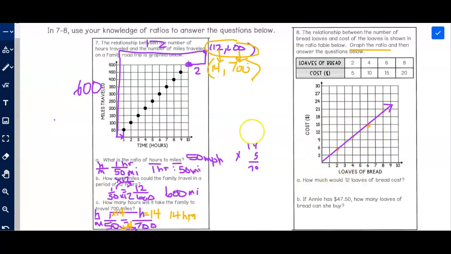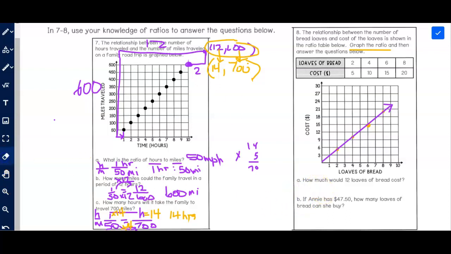How much will 12 loaves of bread cost? Well, our graph doesn't go up to 12, but we can use it to make a prediction. We know that the ratio of cost and loaves of bread is 2 for the bread. I'll put B for bread. L for loaves will probably make more sense. L for loaves and C for cost. And our cost is 2 to 5.